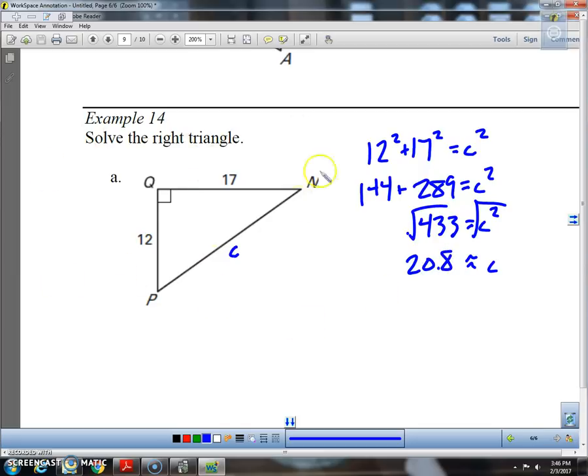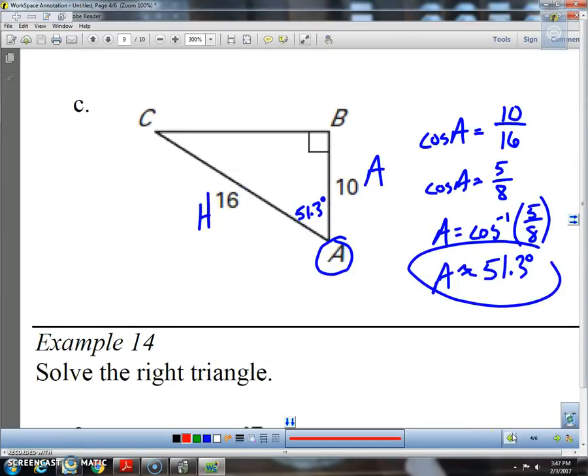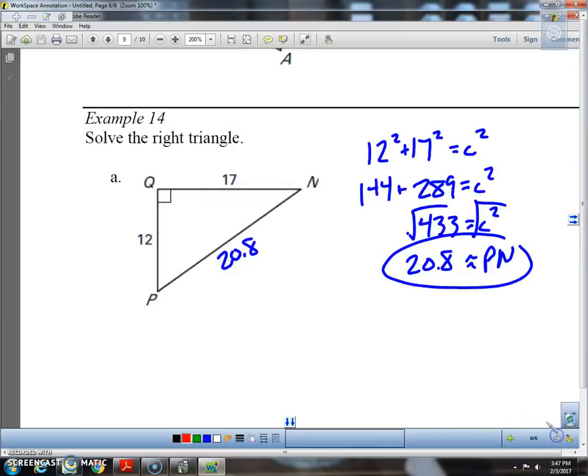Now, just to be clear for everybody, instead of calling that c, I'm going to call it what it is. I'm going to change that now to be PN. So there's my missing side length, 20.8 to the nearest tenth. Now I'm going to find my angle measures. How do I do that? Well, what were we just working on? Using our inverse trig ratios, right?